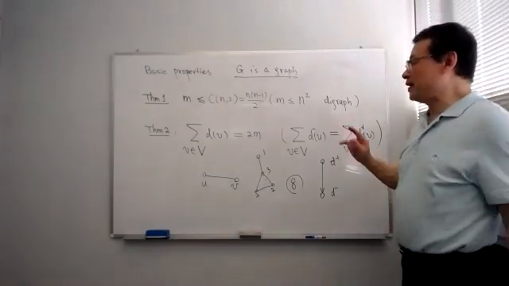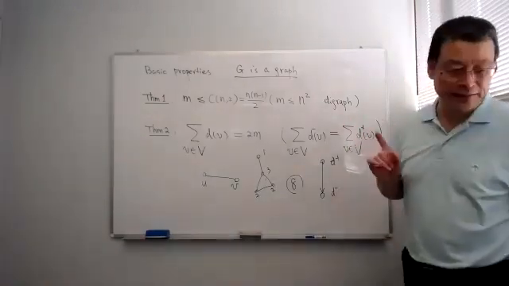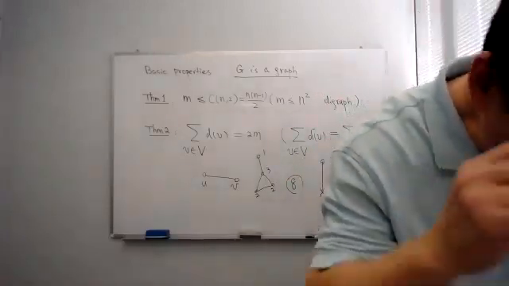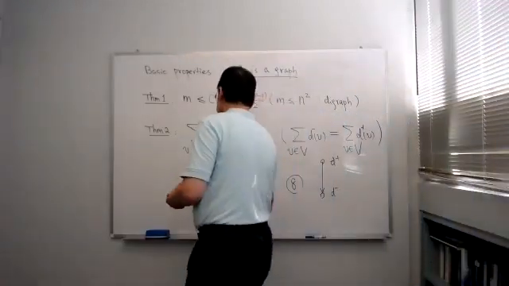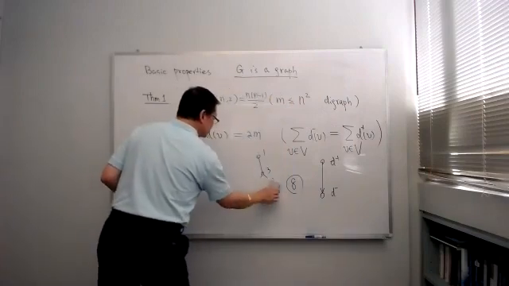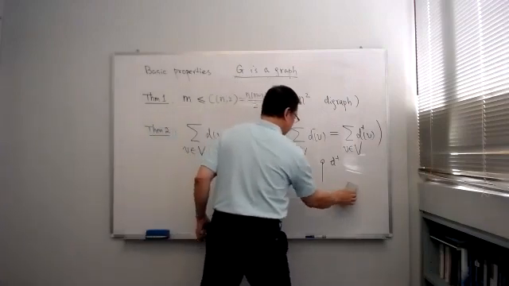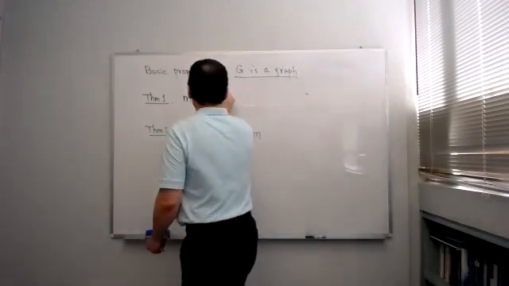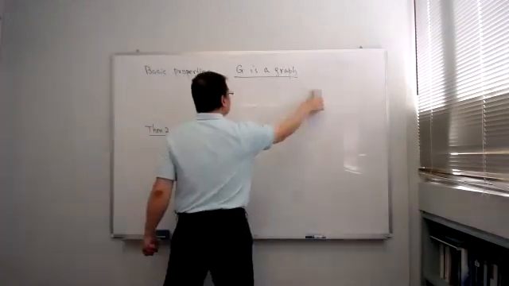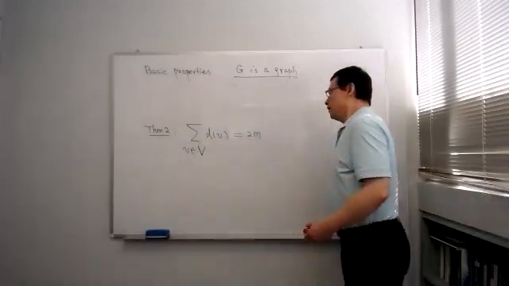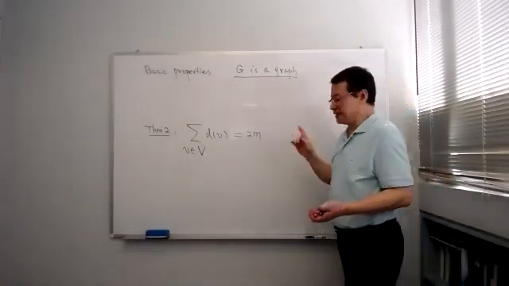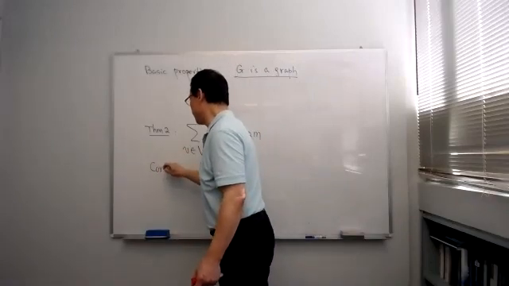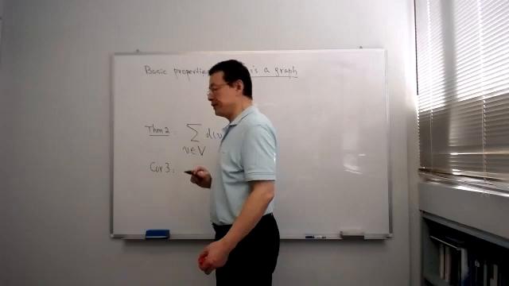So this one looks very simple, but it does imply a very important result. Let's see. All right, it's trivial, but it implies the following important basic property of a graph, a so-called corollary.